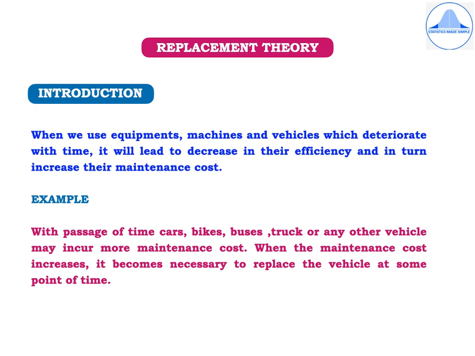When we use equipments, machines and vehicles which deteriorate with time, it leads to a decrease in their efficiency and in turn increases their maintenance costs. Take an example. With passage of time, cars, bikes, buses, trucks or any other vehicle may incur more maintenance cost. When the maintenance cost increases, it becomes necessary to replace the vehicle at some point of time.